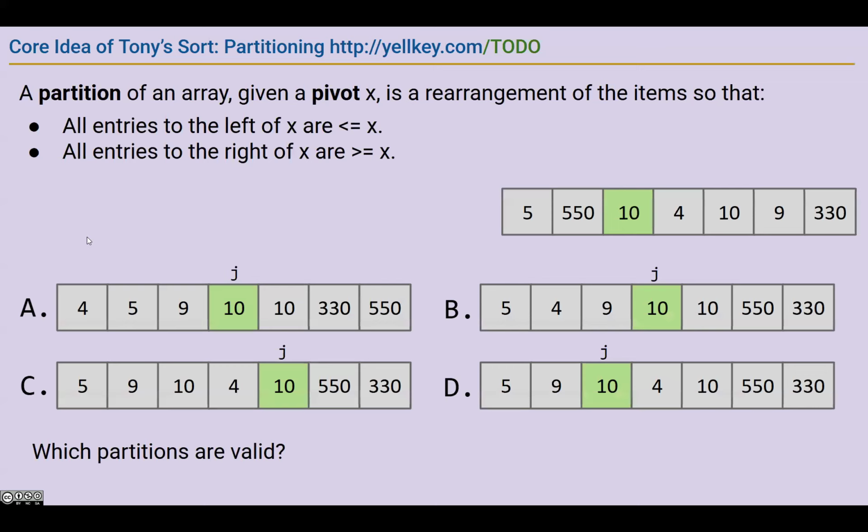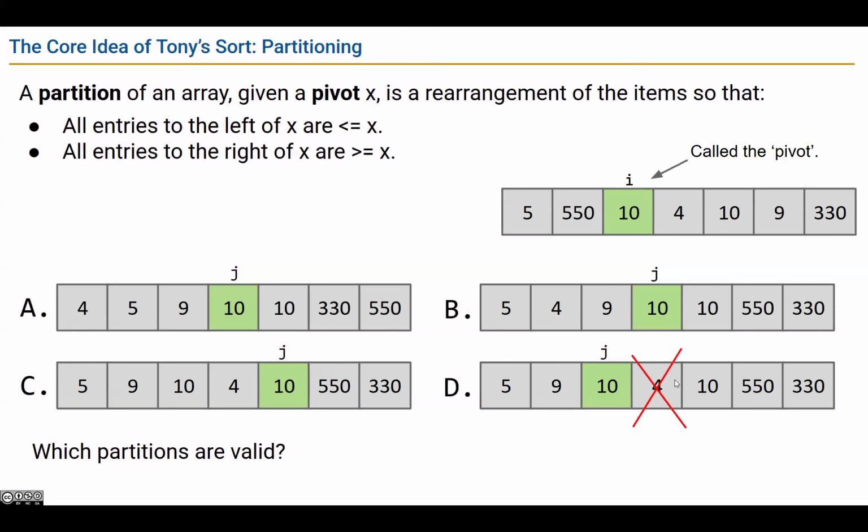Given this, which partitions do you think are valid here? We'll end on this note. How many people say A is a valid partition? Everything left of this 10 is smaller. Everything right of this 10 is larger. Yeah, that's true. Is B a partition? Yep. C? Yep. D? No, because it has a 4 there. All of these others are partitions, and using this, we can consider this as being more sorted than the previous.